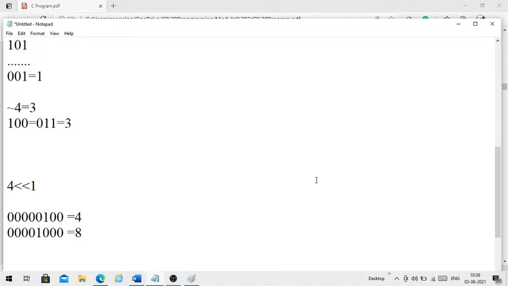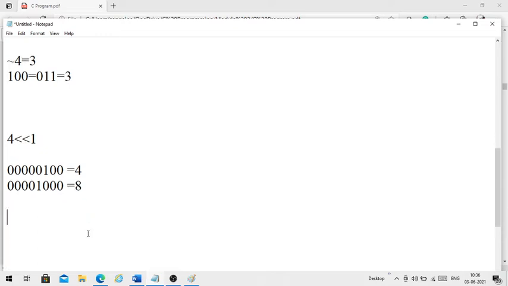So how to find that? There is 2 raised to 0, 2 raised to 1, 2 raised to 2, 2 raised to 3, 2 cube. 2 cube is 8. So I get 8. That is, if I shift the number 1 time, I am getting 8. Suppose I am trying to shift a number 2 times. Left shift.